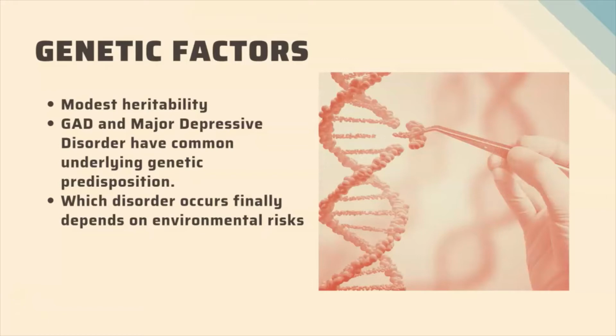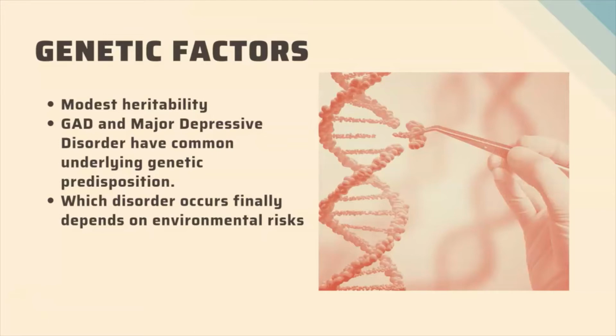It's also found that heritability studies like twin studies have pointed out that genetics have a 15 to 20% chance of playing a very important role. Another aspect that genetic studies have pointed out is that generalized anxiety disorder and major depressive disorder may have some underlying common predispositions. These underlying common predispositions refer to similar genes that could be responsible for the manifestation of both GAD and major depressive disorder.